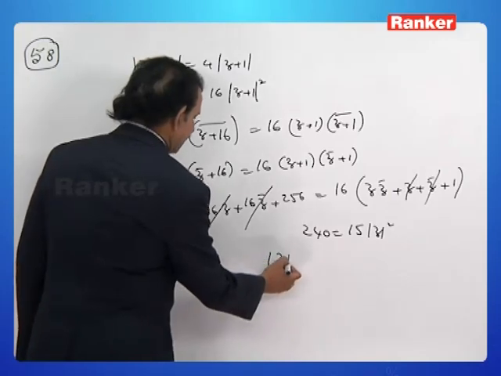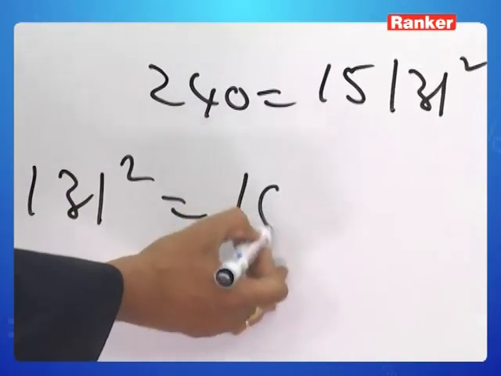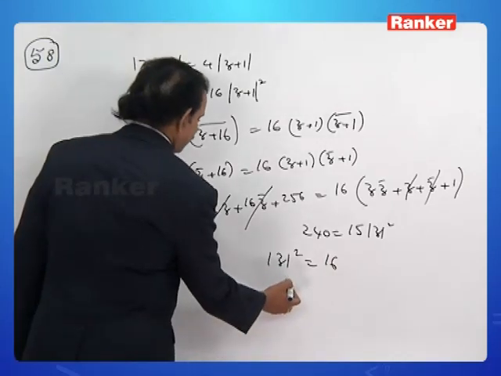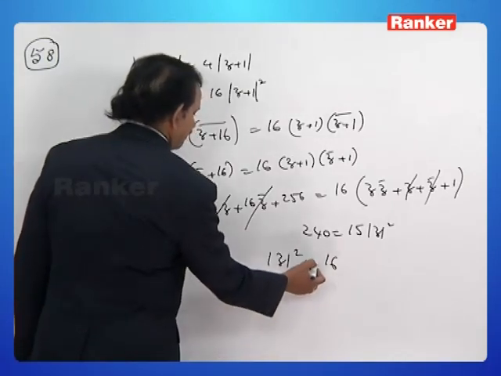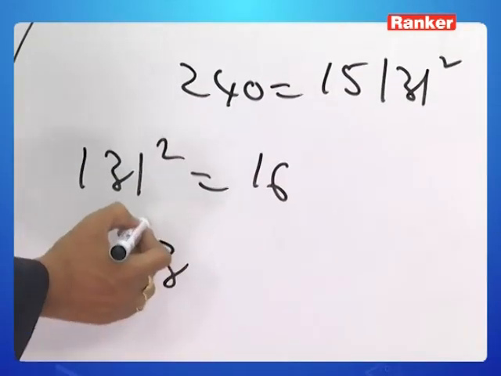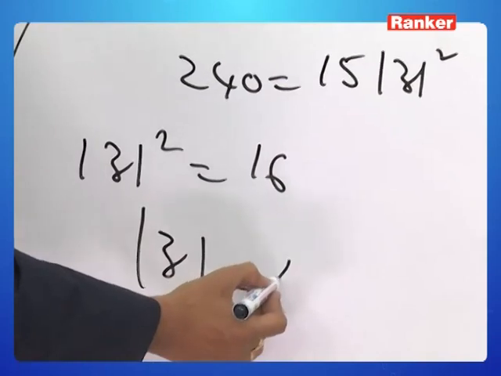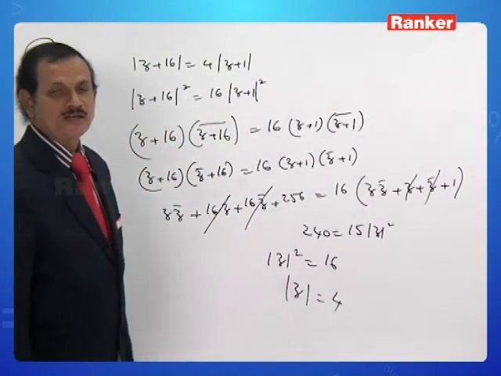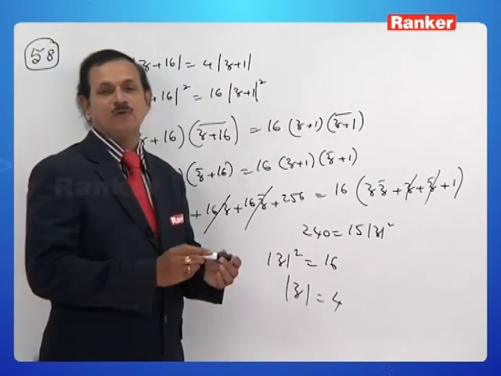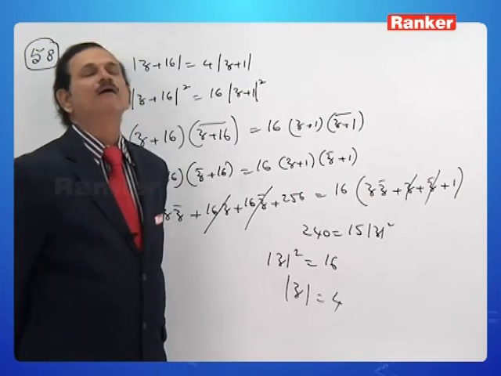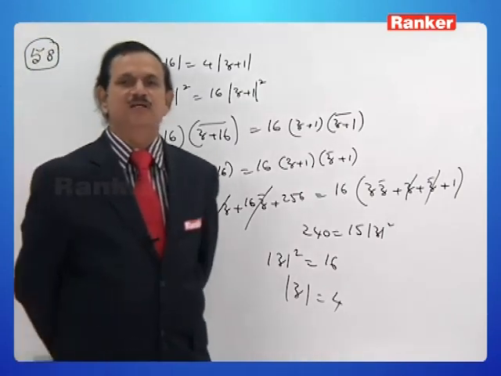Mod z square is equal to 16. 16 times 15 is 240, isn't it? So that mod z square is equal to 16. Therefore, mod z is equal to plus or minus 4. It is modulus. It cannot be negative. Therefore, mod z is equal to 4. What is the value of mod z? It is 4. The correct answer is 4. The right option is option A.